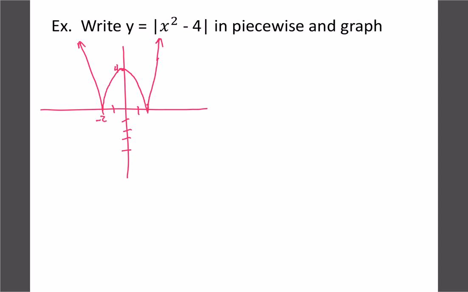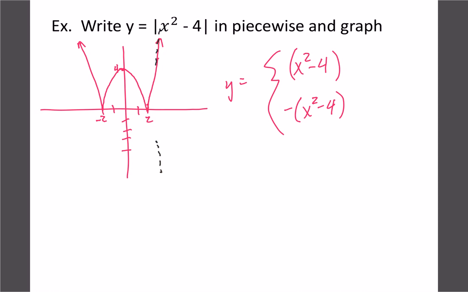So that would be our absolute value graph. So in piecewise, we're going to write it as x squared minus 4 as the positive version, and then negative x squared minus 4. So now we just got to be careful of our greater than, less than part. So x squared minus 4 will actually be a graph that looks like our normal quadratic. So that would be sort of like that.